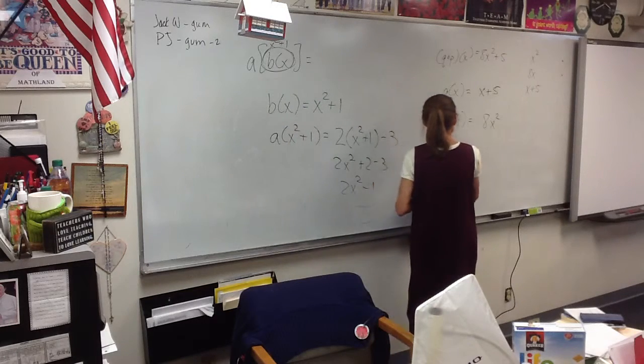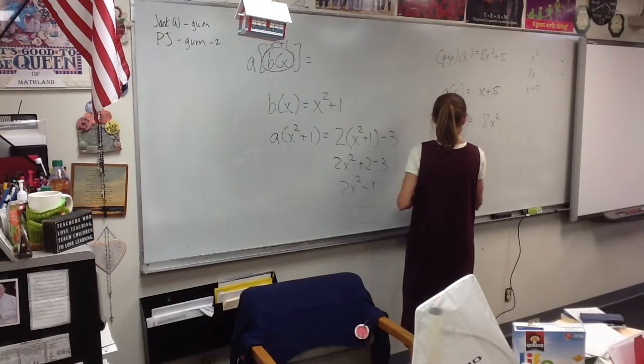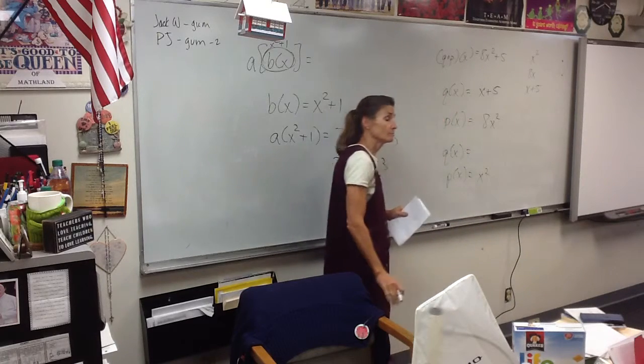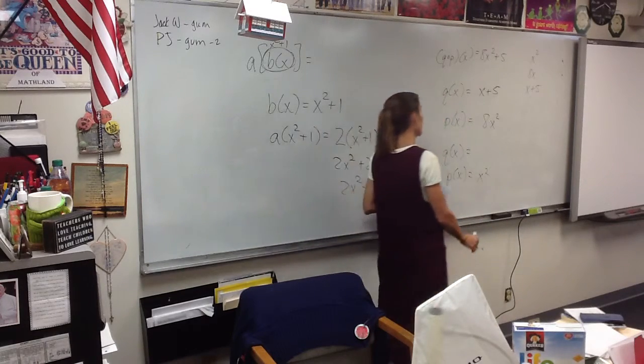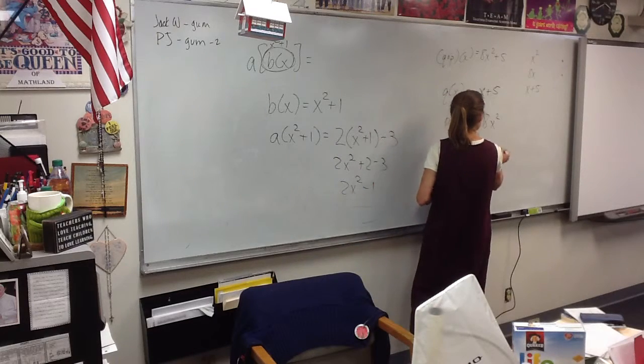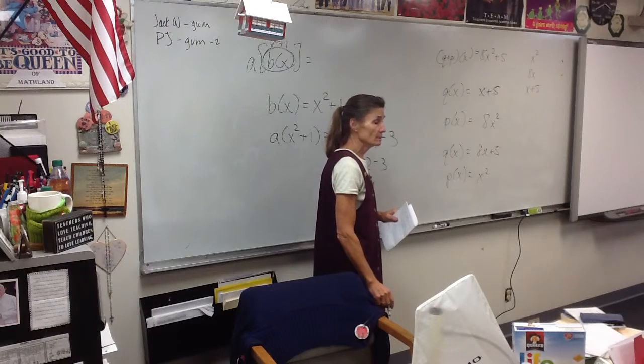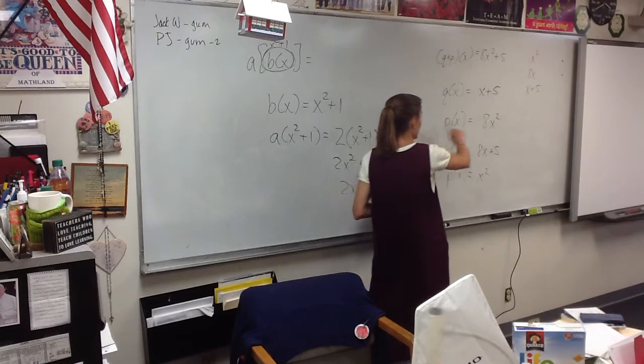The other way that could be is you could let P just do the squaring, and then Q would have to do the timesing by 8 and adding 5. Either one of those are correct answers.